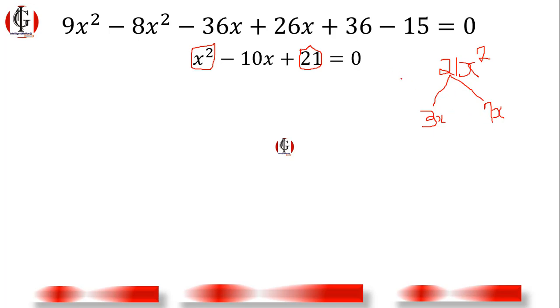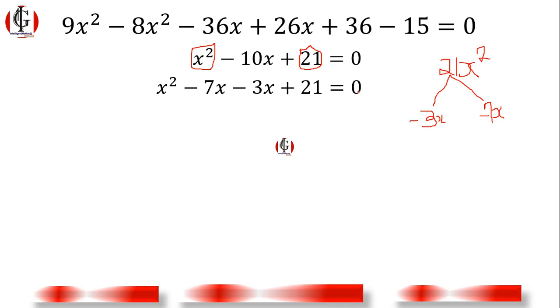Now let's add. Plus 3 plus 7 is 10x, but this here is minus, so we want something that will give us minus. So if we put minus here and minus here, minus 3x times minus 7x is going to give me plus 21x squared, and then minus 3x minus 7x will give me minus 10x. So instead of writing minus 10x, I'll be writing minus 7x and minus 3x. So here I'm going to have x squared minus 7x minus 3x plus 21 equals 0.